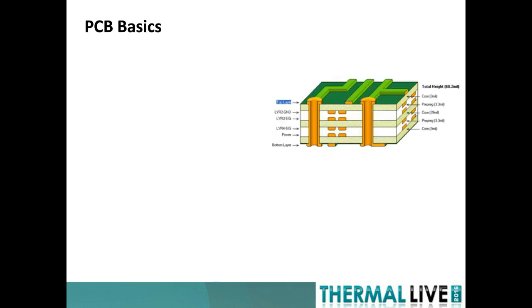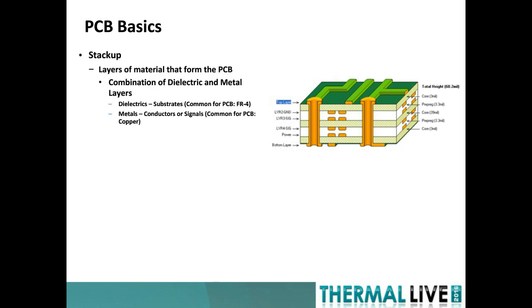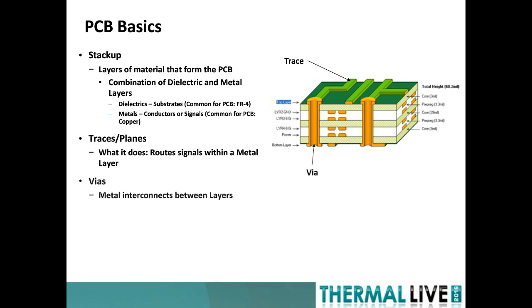Before I go into that, I just want to recap some PCB geometry basics. So a PCB is composed of a stack-up. This is the layers of material that form the board. These layers are a combination of dielectric and metal. The dielectric could be FR4 and the metal could be copper. Traces and planes on the board route signals within a metal layer. Vias are metal interconnects between layers.